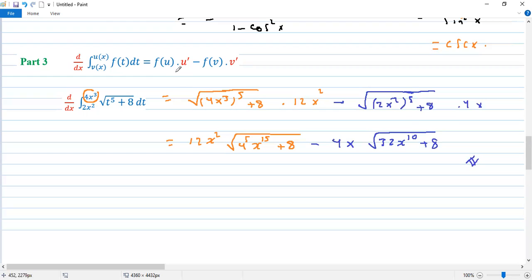This one, in case we have from function of x to function of x. So again, function of x to function of x, it will be f of u, here 4x cubed. So the t will be 4x cubed to the power 5 plus 8, which is 4 to the power 5 x to the power 15 plus 8, multiplied by the derivative, which is 12x squared. And minus f of v, the v now, 2x squared to replace here, 2x squared to the power 5, and plus 8, multiplied by the derivative of 2x squared, which is 4x. That is the final answer.